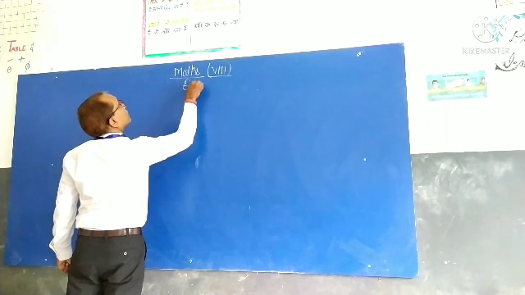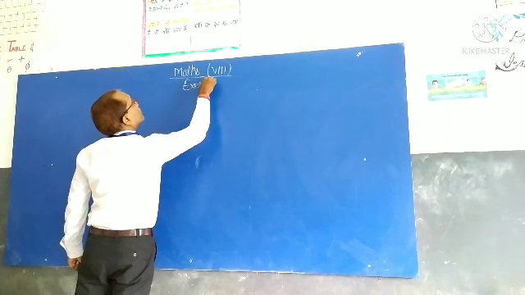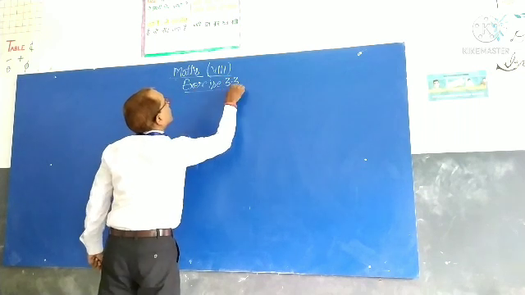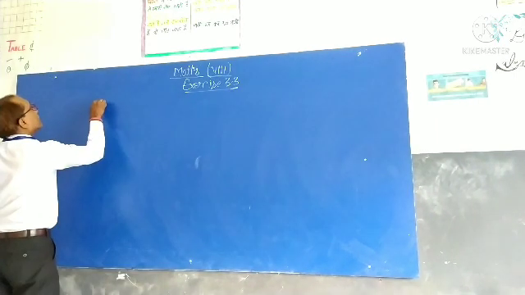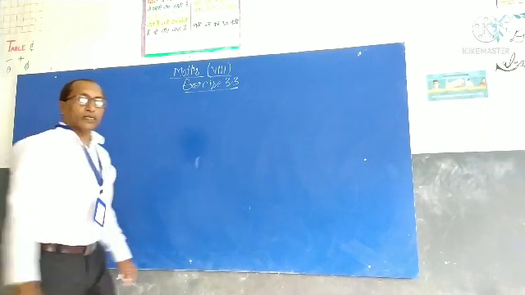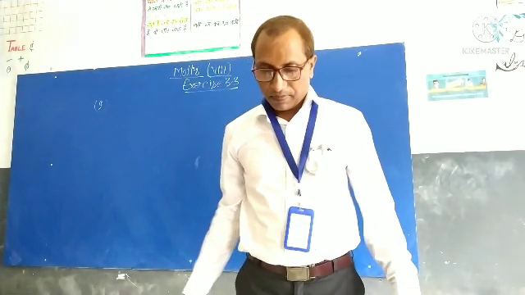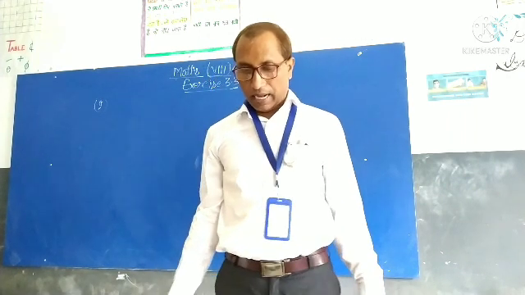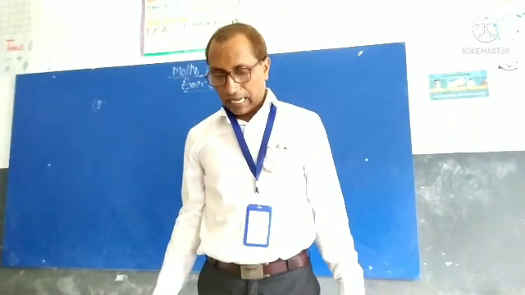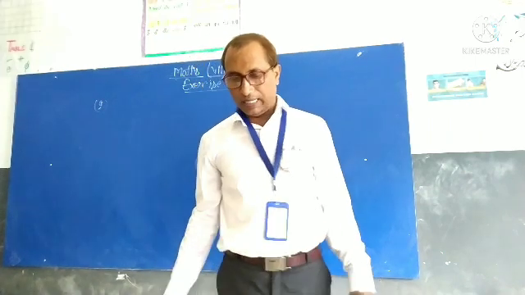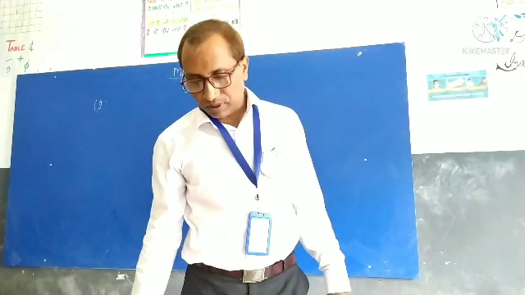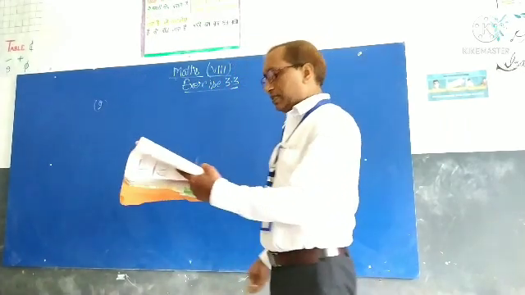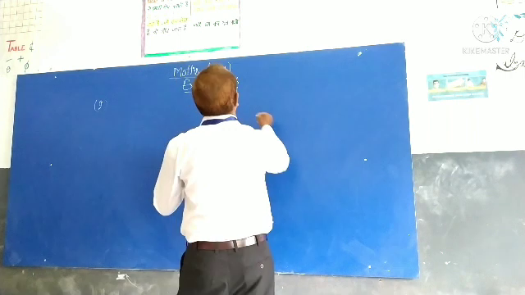Exercise 3.3, question number 9. Your question is, in the above figure, both RISK and CLUE are parallelograms. Find the value of X. This means your figure is here.